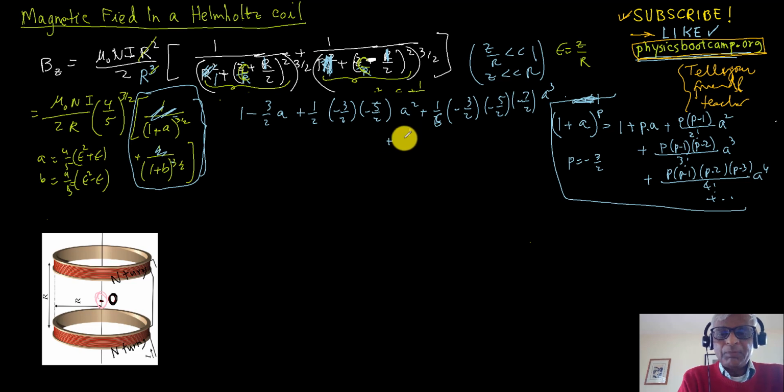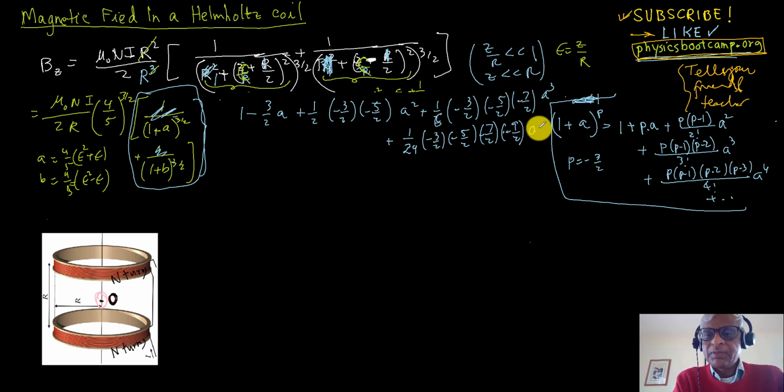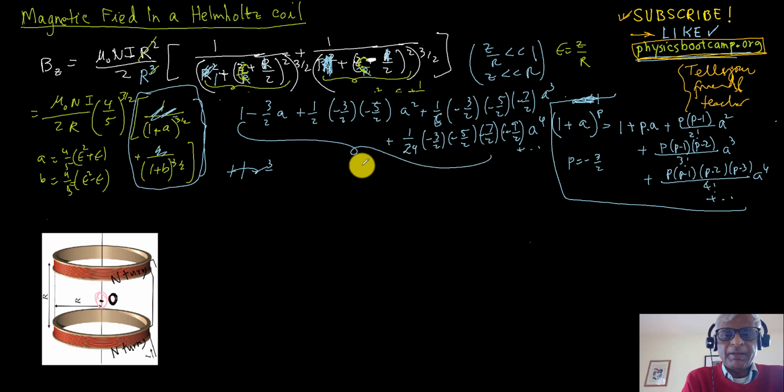And then we have 1/4 factorial, which is 24, times (-3/2)(-5/2)(-7/2)(-9/2) a to the 4, etc. And then I've got the same thing, 1 minus 3/2. So this whole thing, same thing, a goes to b. Okay. No need to just repeat that, right?